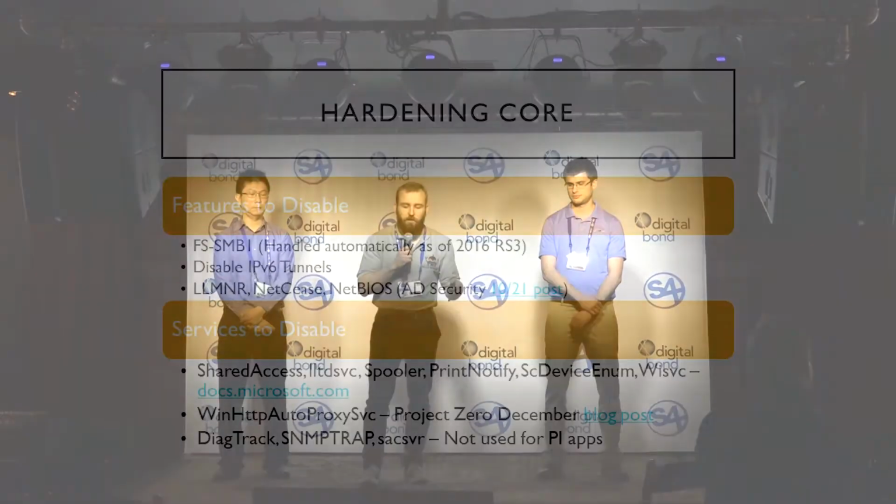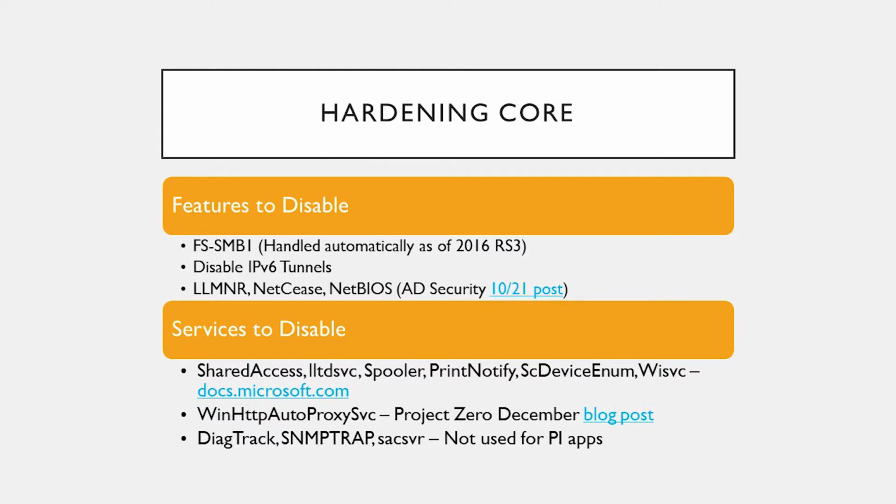Disabling IPv6 tunnels and these other services pointed out in the AD Security blog are good ones to note. And then there are several services that can be disabled as noted by the Microsoft docs. There was a Project Zero blog post talking about the WinHTTP Auto Proxy service. And then from our use with PI, we don't have use for the Diagnostic Tracking, SNMP Trap, or SAC server in most cases. So we know those are something you can eliminate.